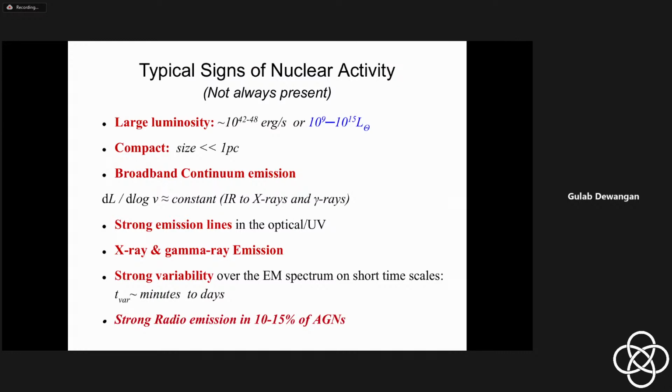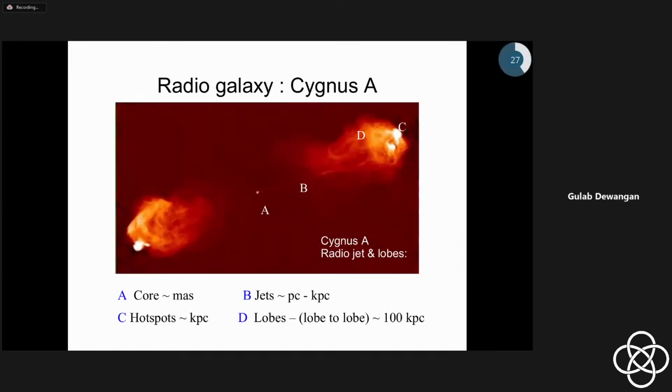About 10 to 15% of AGNs emit strongly in the radio, and I have already shown this radio picture of Cygnus A. Here you see this core. The size of this core is about a milli-arcsecond, and this coincides with the optical center of the galaxy. Then from this core or nucleus, there are jet-like structures emanating and connecting to the so-called radio lobes, and at the edge there are these hot spots.